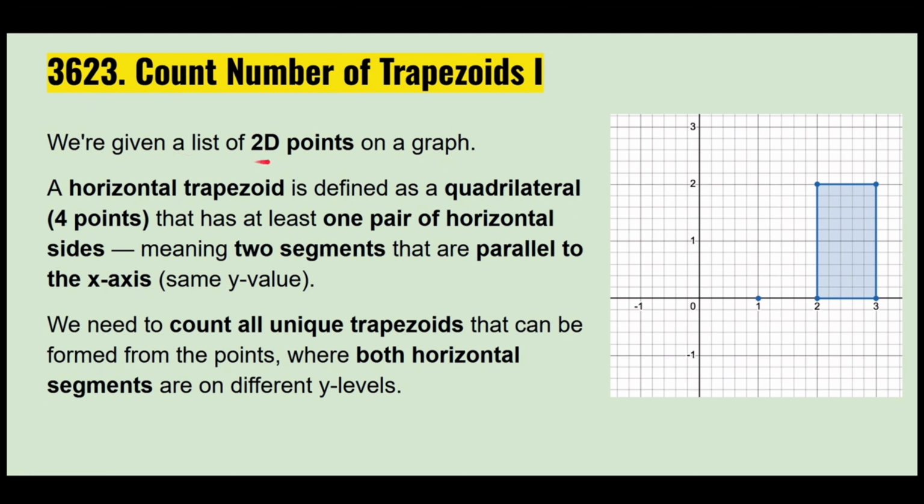So we are given a list of 2D points on the graph. This is our Cartesian plane where we have some points given, as I mentioned here. As you can see, the dotted ones are the 2D points we have been given in a list. It is also saying in the definition that a horizontal trapezoid is defined as a quadrilateral of 4 points that has at least one pair of horizontal sides, meaning two segments that are parallel to the x-axis, meaning the same y value.